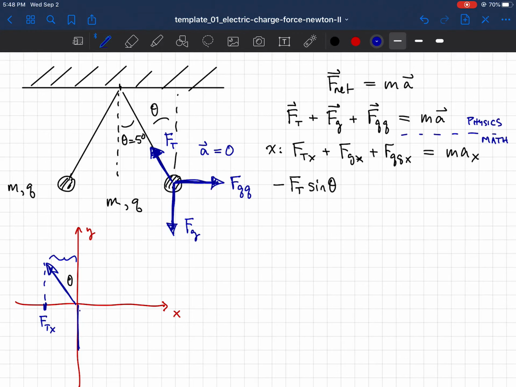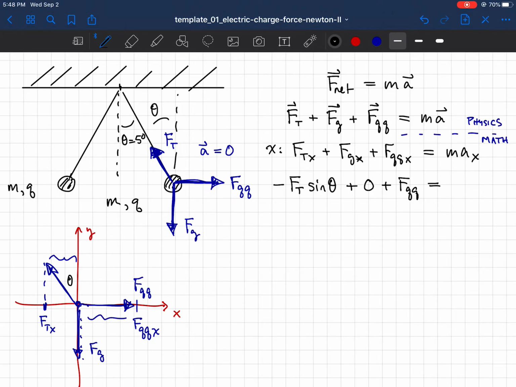Now FGx, well, FG points down the negative y-axis as I've defined it, and you can see that if you project back, you land at 0 for the x value. So FGx is 0, and then FQQ, it points along the positive x-axis, and therefore its x component is this positive number, FQQx, and that number is exactly equal to the magnitude of the vector. So I write it as plus magnitude FQQ.